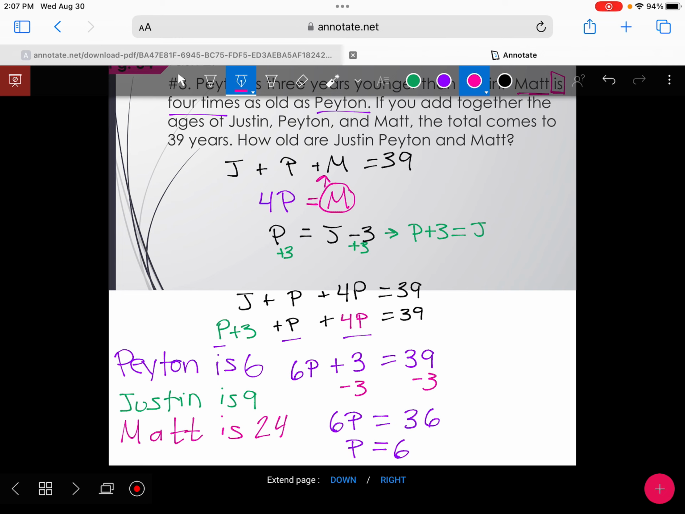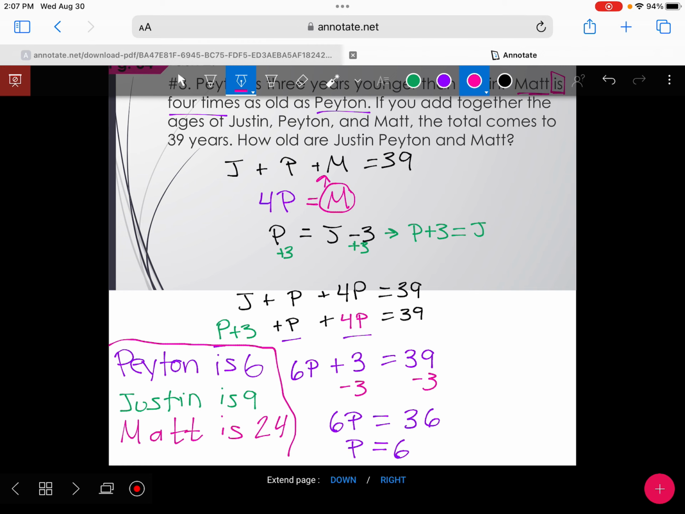So when it says to make sure you answer all the questions, make sure you answer the question being asked. If all we cared about was how old is Peyton, we wouldn't have needed to keep going. If all it was is how old is Peyton, we got it here at 6. But the question is, how old are they all? So make sure you answer the questions asked.